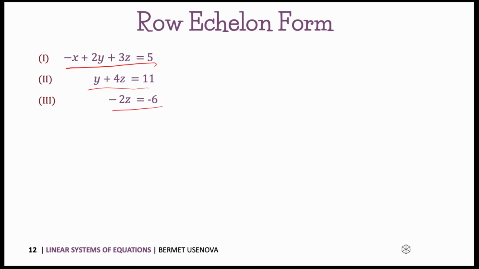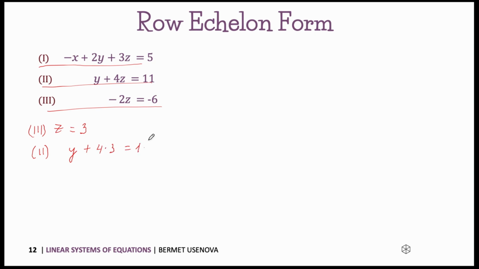We can solve it by starting with the last equation. Each equation is solved and its solution substituted into the equation above. So, for example, we take number 3 here and we solve it for z. So, z will equal 3. And if we take the second and put y plus 4 multiplied by 3 equals 11, we will get y equal to minus 1.